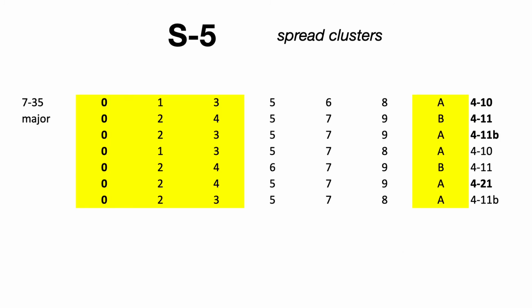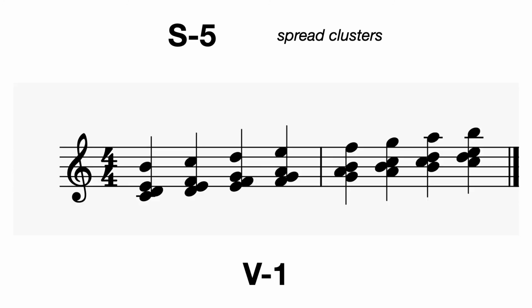And here is set group 5, the chord structures of the fifth group, which Mick Goodrick refers to as spread clusters. This has the root, the second, the third, and the seventh. And if we create a chord scale from voicing group 1, from S group 5, it sounds like this. And here are the sets.